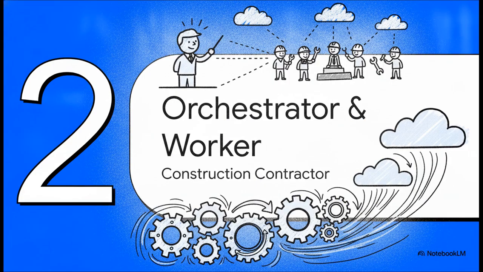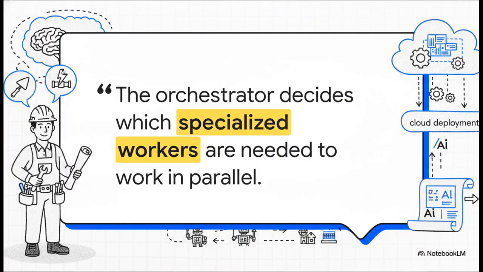Which leads us perfectly into section 2, the orchestrator and worker pattern, or the construction contractor. I absolutely loved this analogy from this source material. Instead of a receptionist, imagine the orchestrator as a general construction contractor. When a client hands them a blueprint, the contractor doesn't just pull out a massive book of if/else steps. Instead, they look at the unique requirements and dynamically hire the exact masons, electricians, and plumbers they need on the fly. The orchestrator AI does the exact same thing.